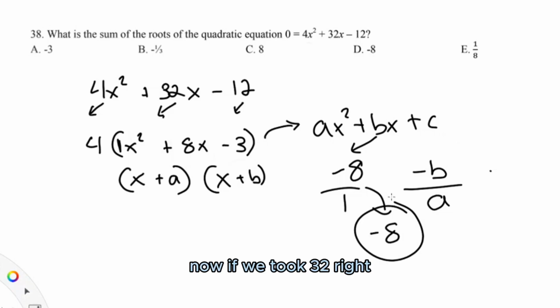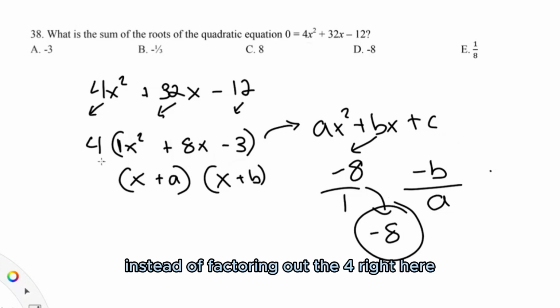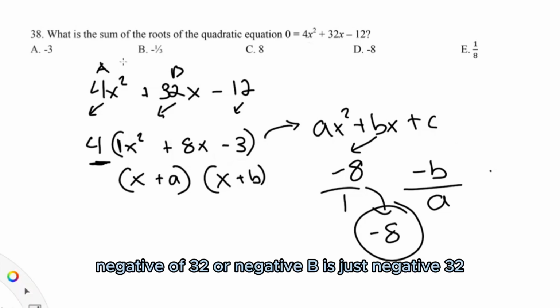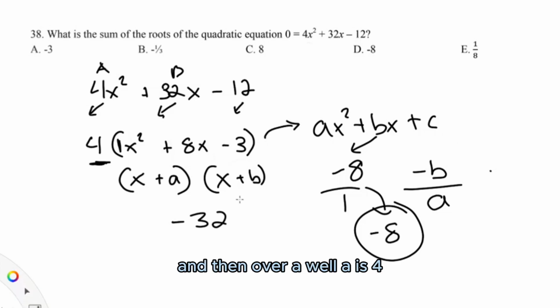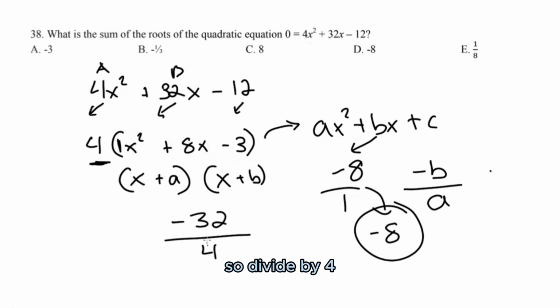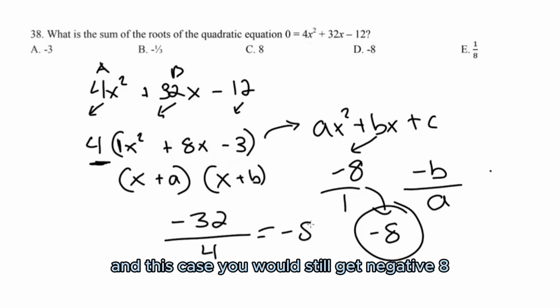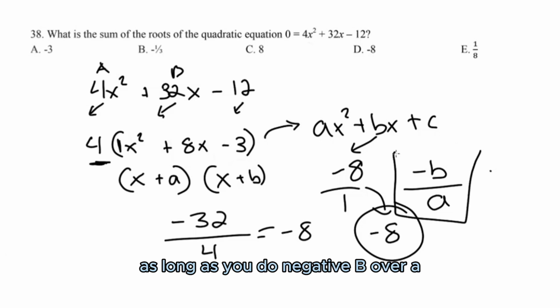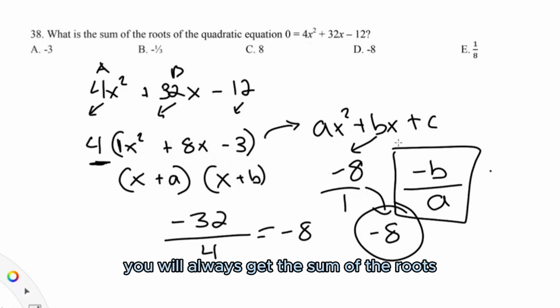Now, if we took 32 instead of factoring out the 4 right here, we could just do the same thing. If you take 32 as the b value, and we take 4 as the a value, negative b is just negative 32, and then over a, well, a is 4, so you divide by 4. In this case, you would still get negative 8. So no matter how you do it, factored or unfactored, as long as you do negative b over a, you will always get the sum of the roots.